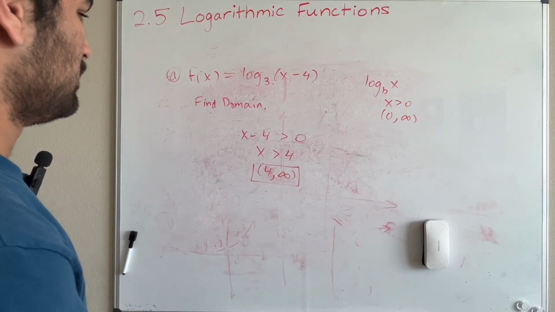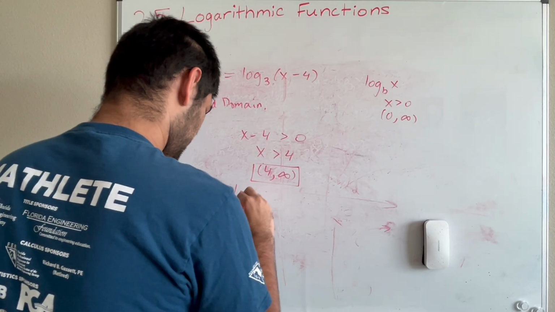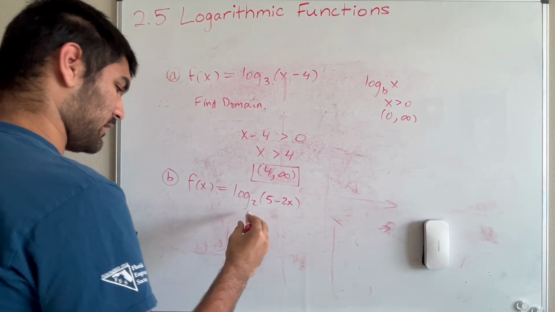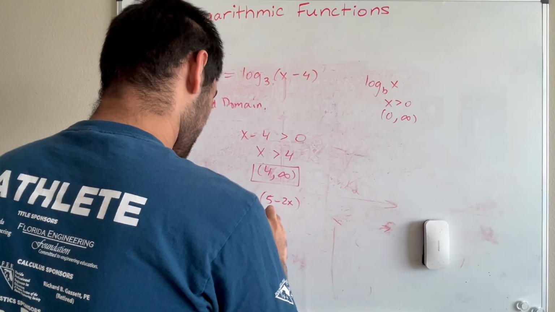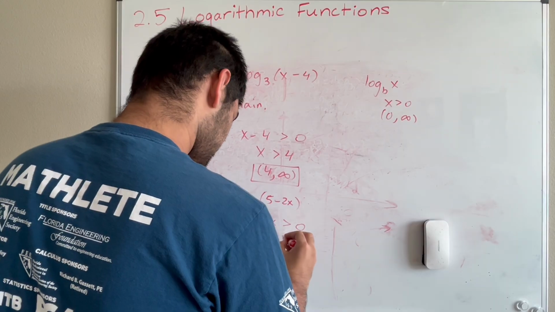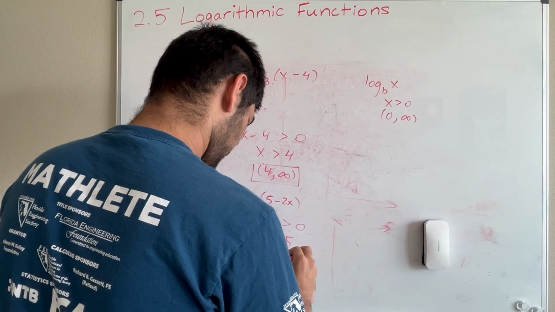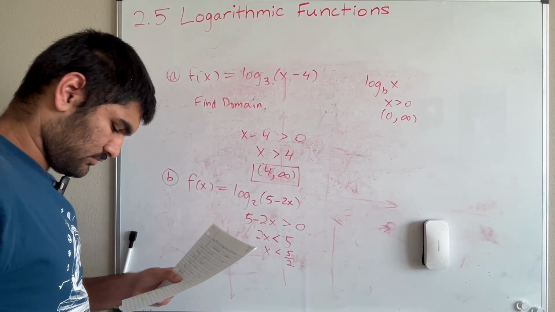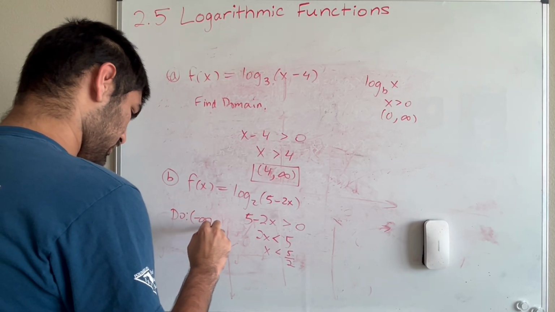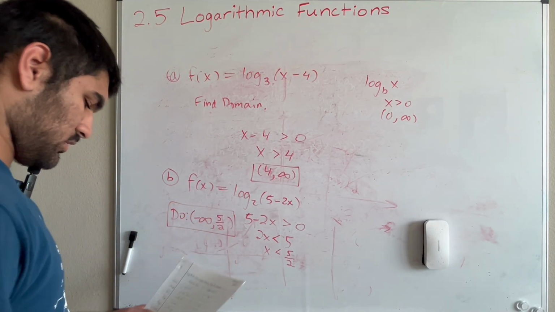Okay. All right, let's do another one. Let's say we have f of x equal to log base 2 of 5 minus 2x. Again, we have to set this whole thing to be greater than 0. And then solving the inequality, you get 2x is less than 5. Therefore, x is less than 5 over 2. And so writing that in interval notation, you have negative infinity to 5 over 2. Okay?